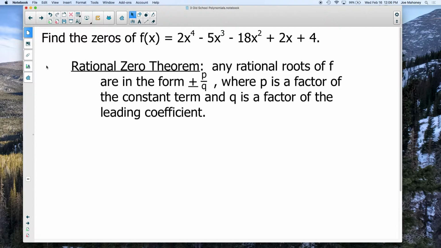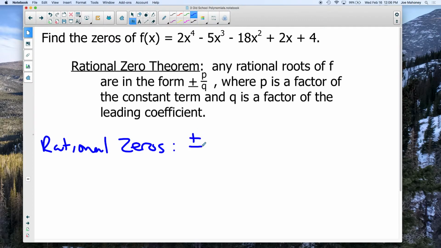The rational zero theorem says that any rational roots of the function are in this form: P over Q, where P is a factor of the constant term, the 4 at the end, and Q is a factor of the leading coefficient, the 2. So the possible rational zeros here are plus or minus the factors of 4 divided by the factors of 2.